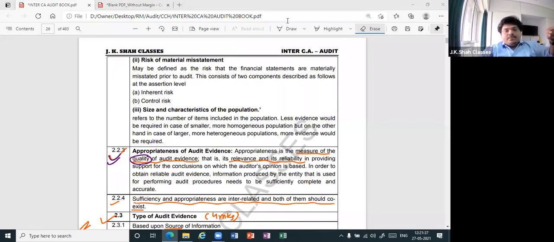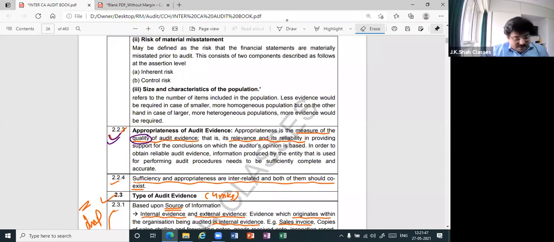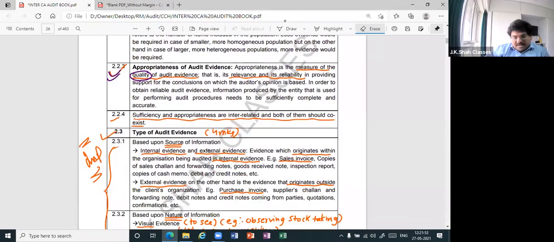Sufficiency and appropriateness, only one is required, no? Either sufficient or appropriate? Both of them. So both of them should coexist. So read this. Sufficiency and appropriateness are interrelated and both of them should coexist. All cool? Come on. Next, we have types of audit evidence. If you want, put a slash and write down classification of audit evidence. So whether they ask you classification or they ask you types, the answer will be one and the same.